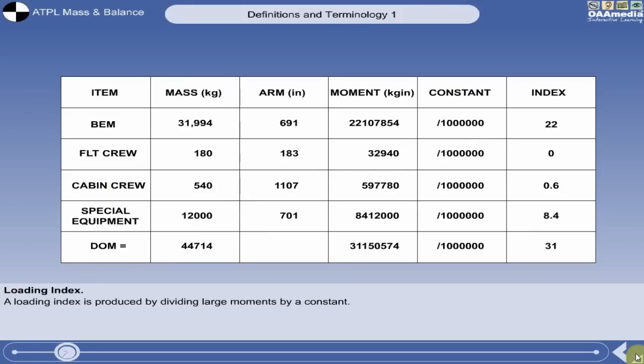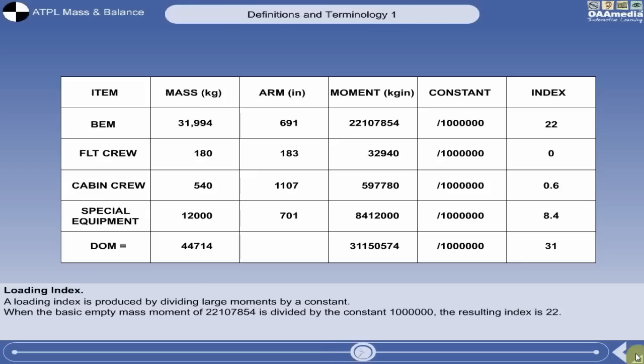We will eventually be dealing with some very high numbers involving moments, though life has been made easier because the operator uses a loading index. This is simply done by dividing the moments by a constant, thus reducing the moment to one that is much easier to use. The example in this scene shows a table of items whose moments are divided by the constant of 1 million. From the first line of the table, you will see that the basic empty mass moment of 22,107,854 kilogram inches is divided by the constant of 1 million, resulting in an index of 22.